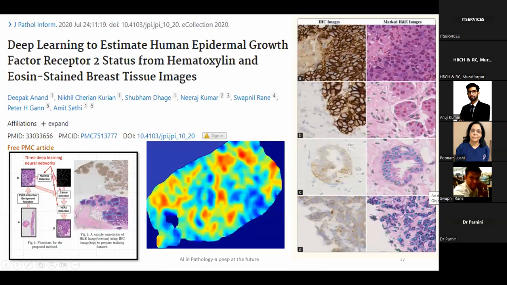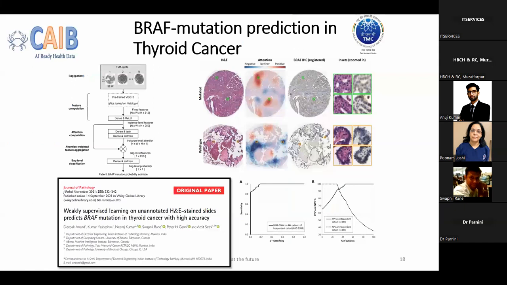As you can see over here, we were able to generate even heat maps, which allow us to identify the 3 plus and the 2 plus areas within that particular slide. So it has now gone way ahead, and we can even do a heterogeneity analysis. And I'll give another example that was done afterwards by us.